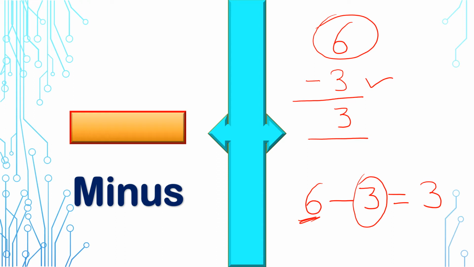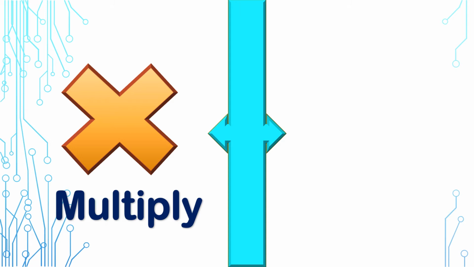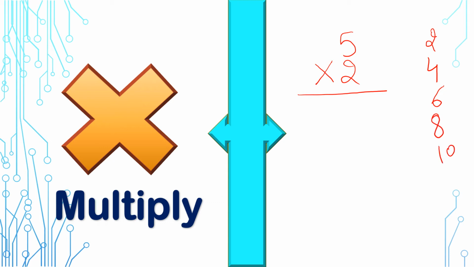Okay, next is multiply. So this is used to multiply two numbers. Like I want to multiply 5 multiply by 2. So you have to multiply the table of 2 till 5. So like 2, 4, 6, 8, 10. 1, 2, 3, 4, 5. Okay. You have to write the table of 2 and multiply it till 5. So answer will be 10.